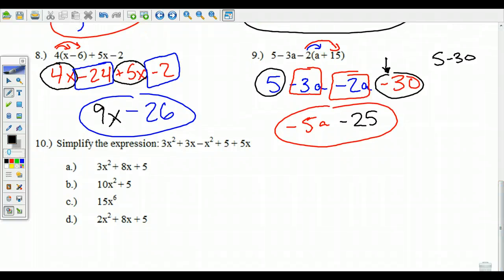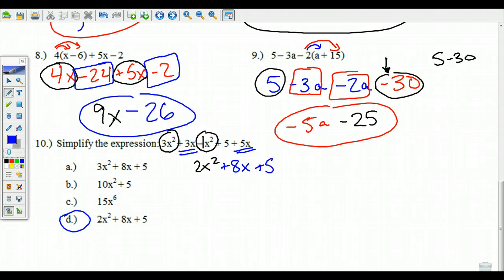Number 10, it says simplify the expression. So we would look for finding like terms here. 3x squared minus 1x squared is 2x squared. And if you look, you can actually stop there because the only one that has 2x squared in it is d. But if we kept going, we have 3x and 5x, which is 8x, and then the plus 5. So that is the correct answer there.